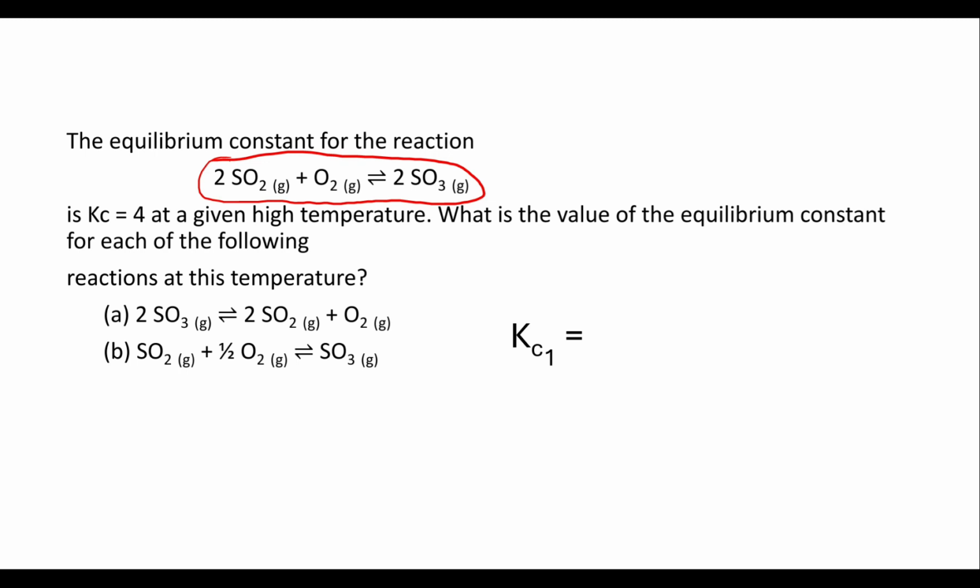Okay, now for my initial equilibrium, we know that my equilibrium expression is going to be equal to the concentration of the products. So in this case, SO3 raised to its coefficient, so squared, divided by the concentration of the reactant, so sulfur dioxide raised to its coefficient 2, times the concentration of oxygen.